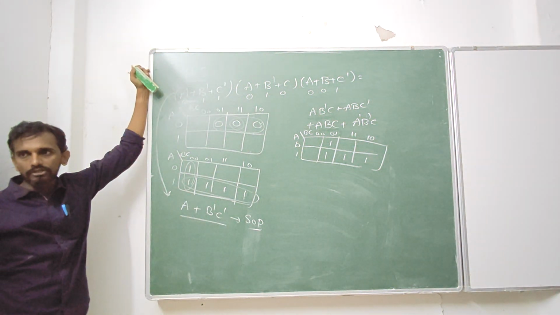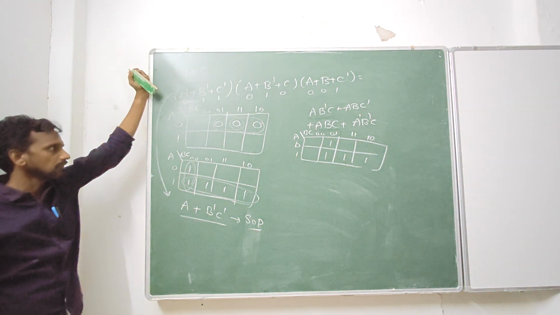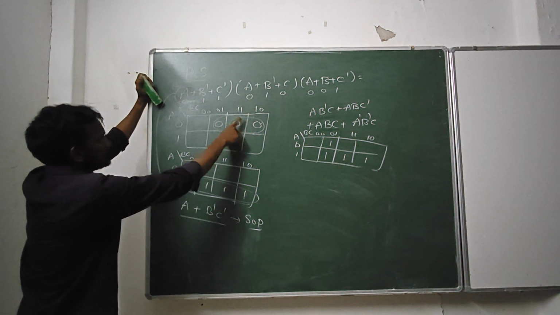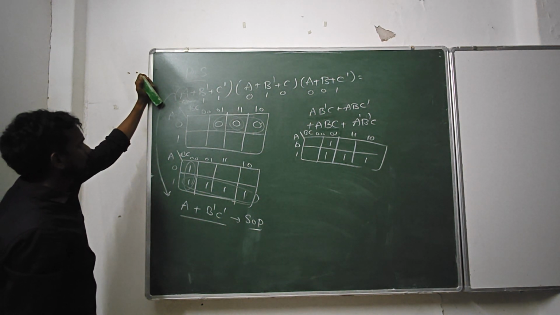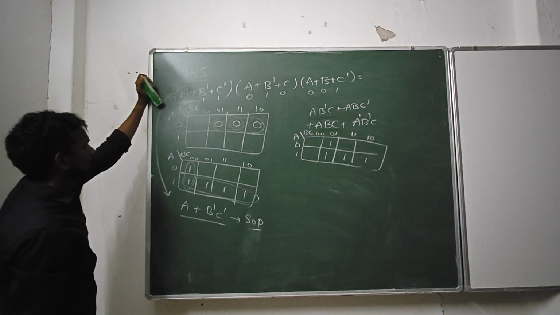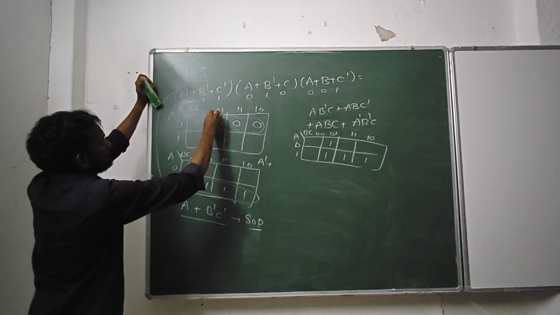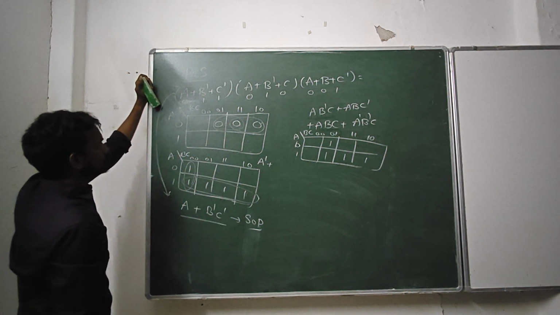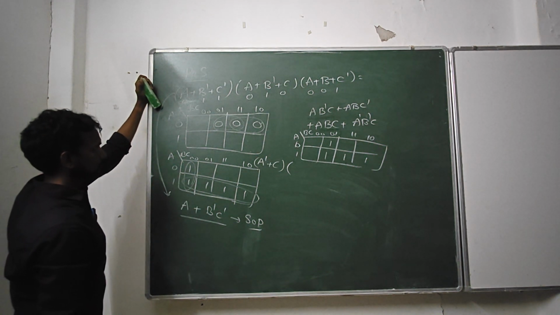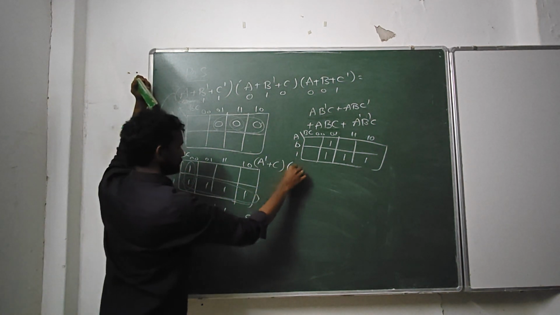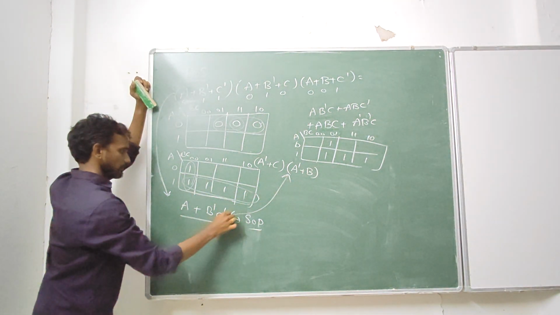We have 3 terms, so we cannot make a single set. We have to go for 2 sets. So one is this, another one is that. So what do you get? This is A bar. B term will be nullified and we will be left with C. A bar plus C multiplied by A bar plus B. These two will be equal.